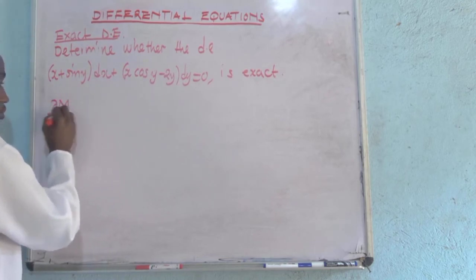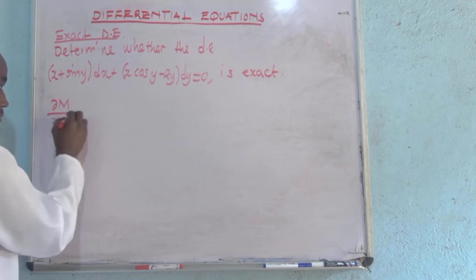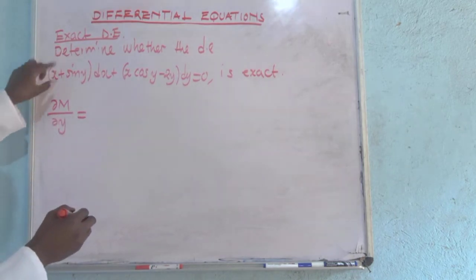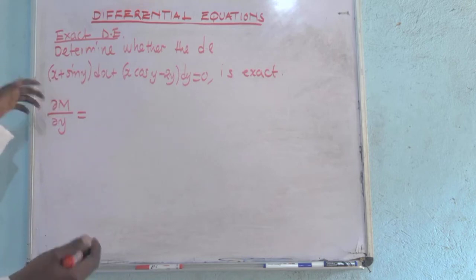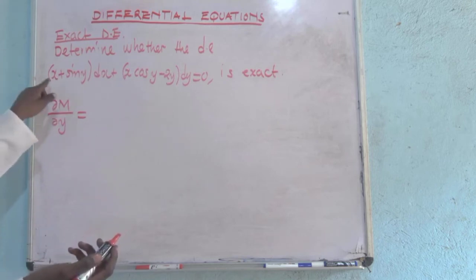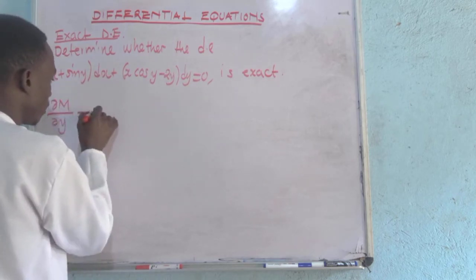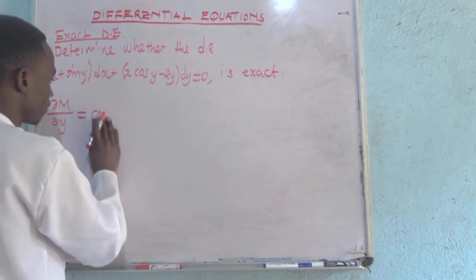So we are taking the partial of M with respect to y. So what do you get when you differentiate this one with respect to y? You treat x as a constant, or you ignore it, in other words. So ignoring this one, then you have something like cos of y.